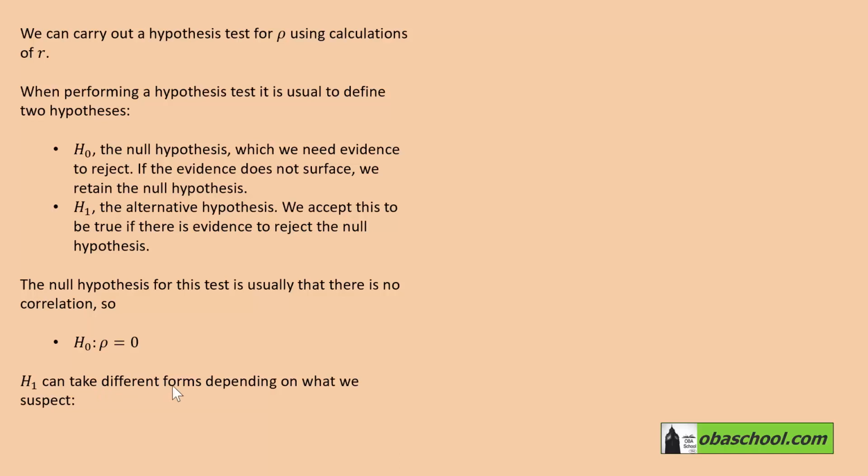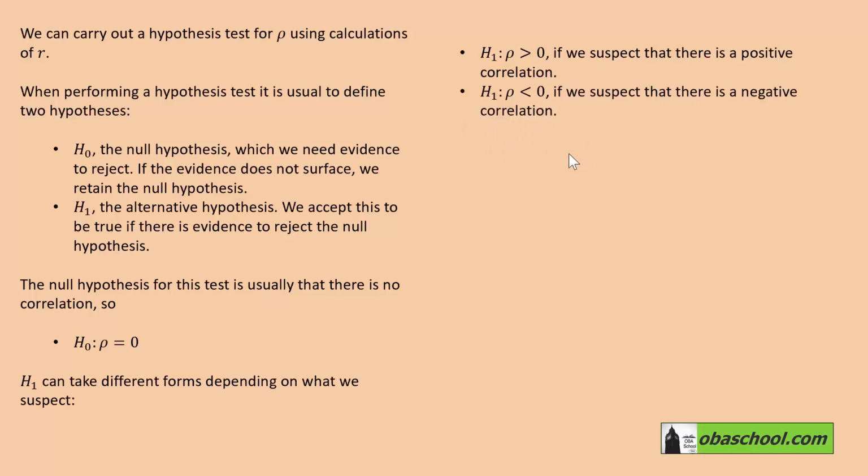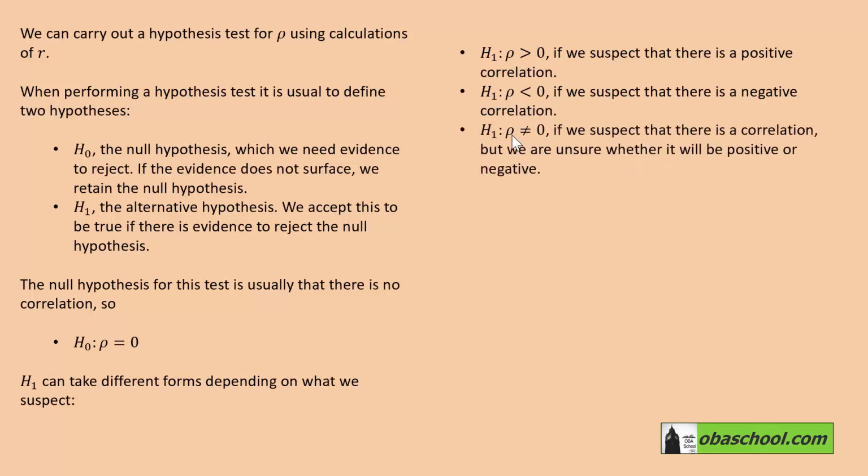H1 can take different forms depending on what we suspect. We might suspect that the correlation is positive, in which case H1 would be that rho is greater than 0. We might suspect that the correlation is negative, and therefore H1 would be that rho is less than 0. Or we might have that rho is not equal to 0 if we suspect there is a correlation, but we're unsure whether it will be positive or negative.